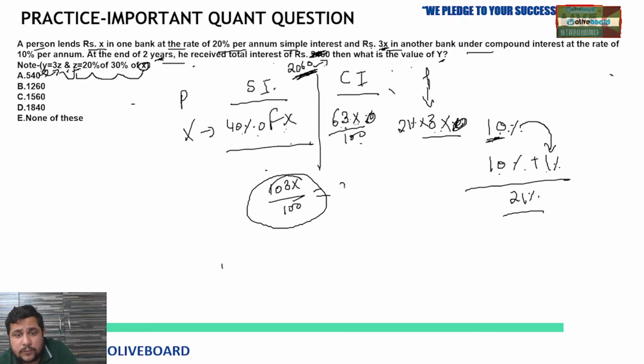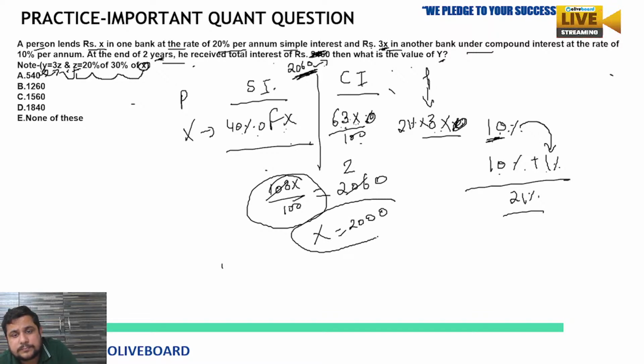2060, not 24, 2060. So by 103 we can cancel this 206 easily. How many times? 2 times. Okay, now x would be equal to 2000 then. How much? 2000. Is this clear to all of you? We got the value of x now. Now we have to calculate the z.